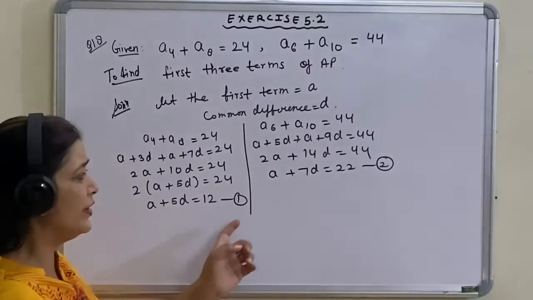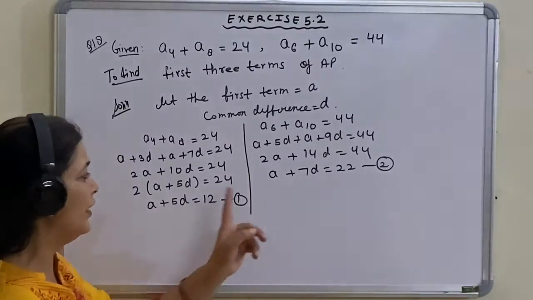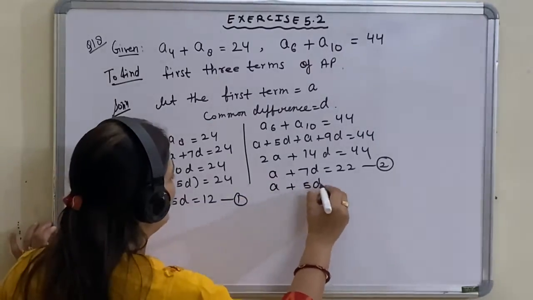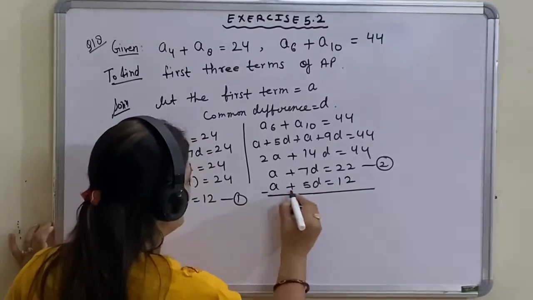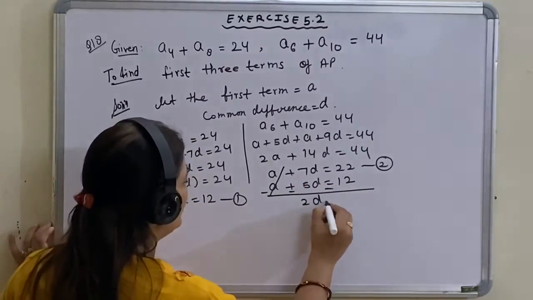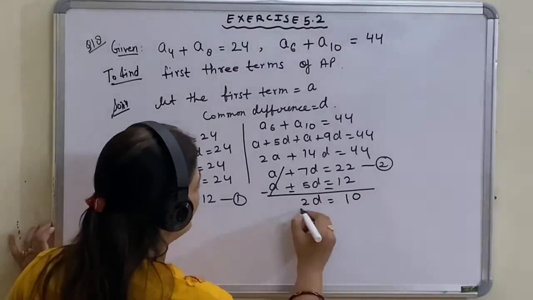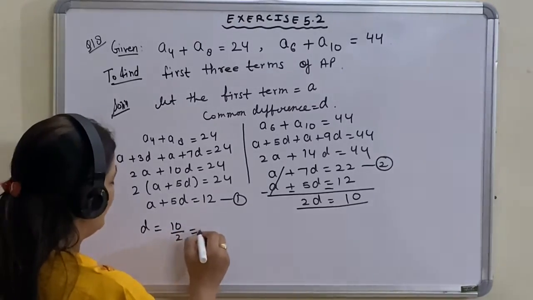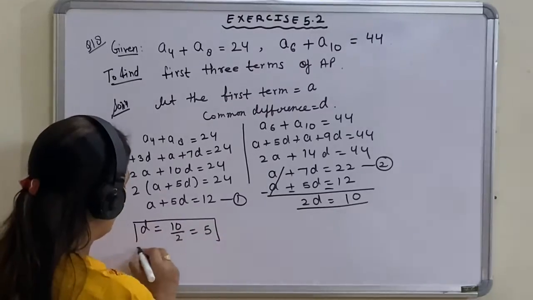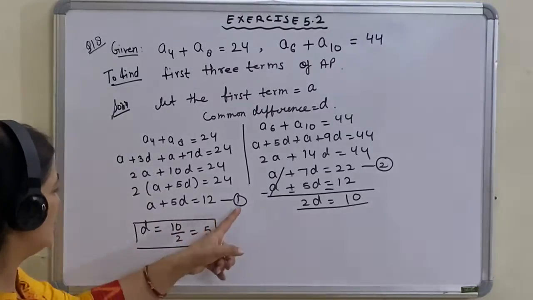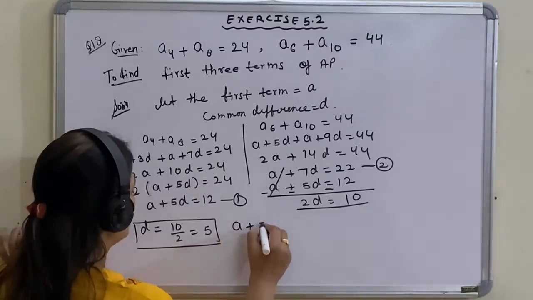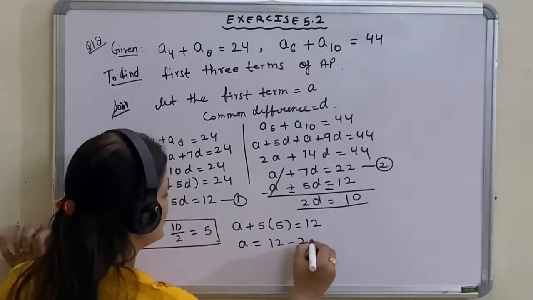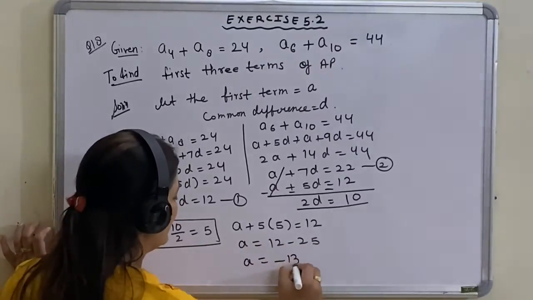Now from equation 1 and 2 and by elimination method, we can find the values of A and D. So we will do it. So A plus 5D is equal to 12. Change the sign. It is cut. 7 minus 5 is 2D and 22 minus 12 is 10. So the value of D is 10 over 2, that is 5. तो D की वैल्यू आपके पास 5 आ चुकी है और ये D की वैल्यू हम इक्वेशन नंबर 1 में रख देते हैं. It will be A plus 5 into 5 is equal to 12 and A is equal to 12 minus 25 and A is equal to minus 13.